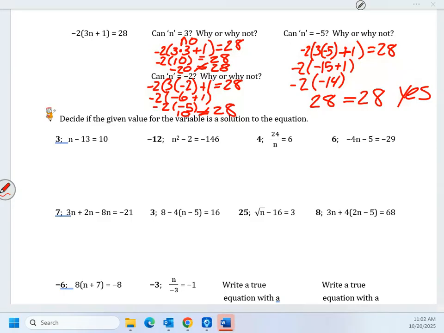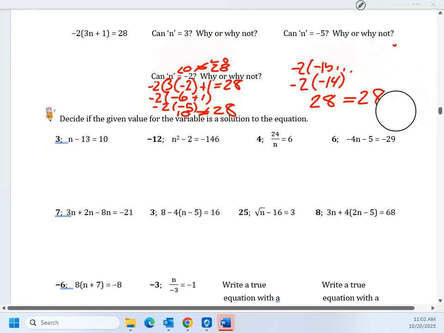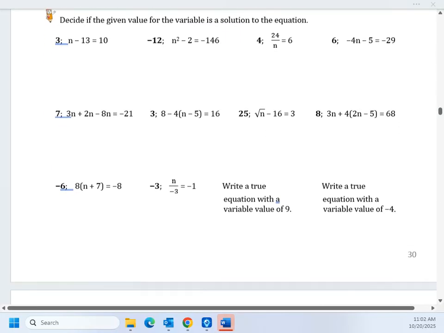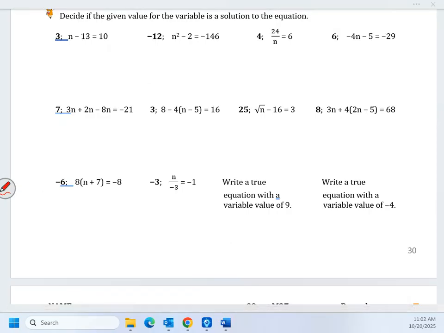Okay? So, what you are going to do on this assignment is this first number in front of that semicolon, that is your given value. You are going to plug that in for the variable and do your order of operations. So that first number before the semicolon is our variable value. And you need to decide, is it a yes or a no? So you're going to do your work first, and then you're going to write yes or no. Does it balance? Is it equal?